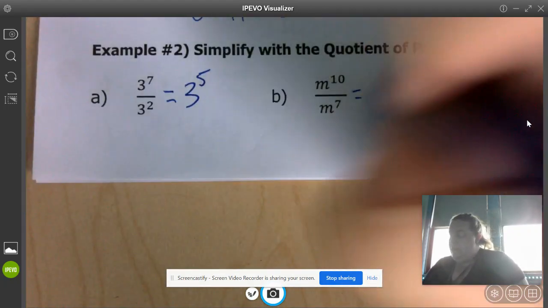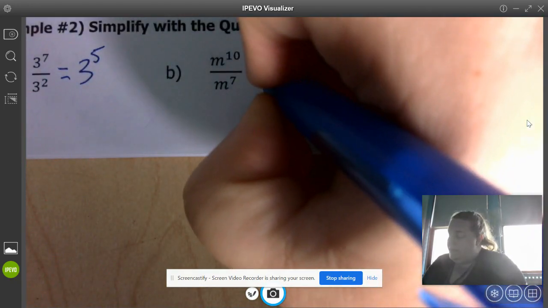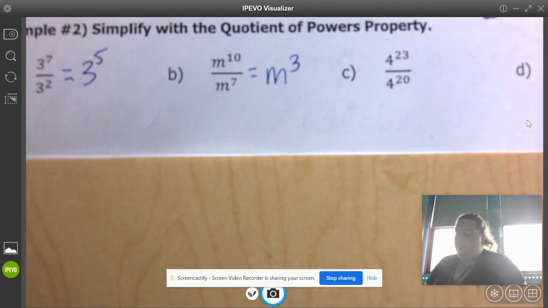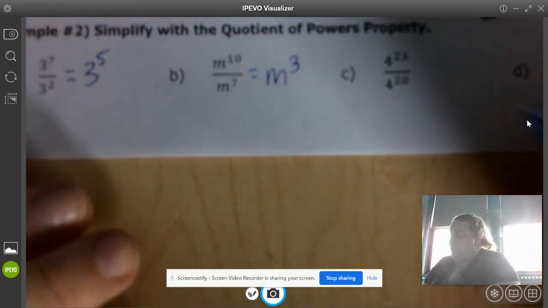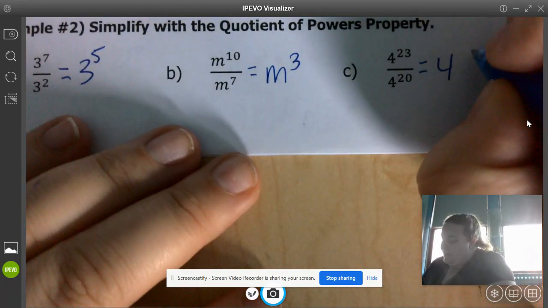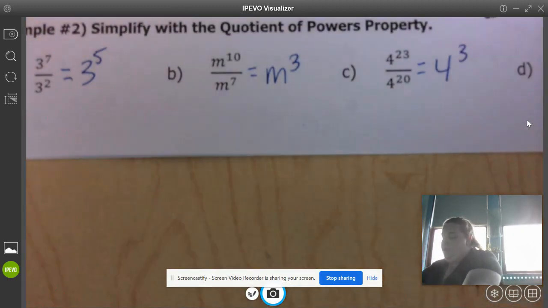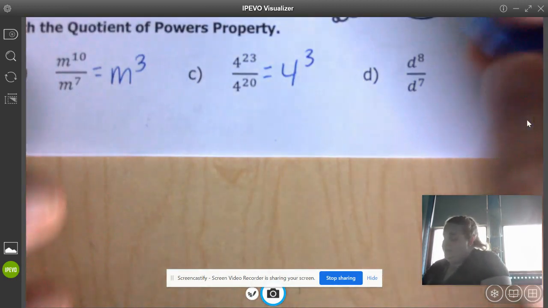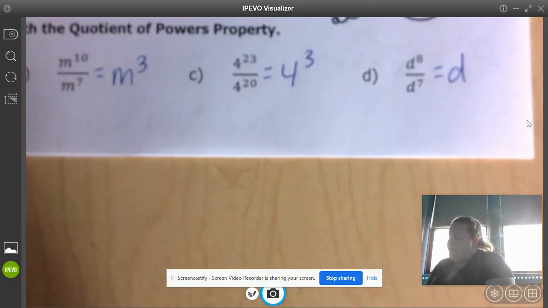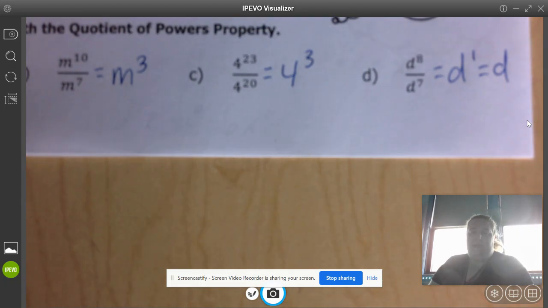Okay. In this next example, 10 minus 7 is 3, and the base is m. So that's m to the third. Okay. Once again, 4 is the base, so keep the 4, subtract your exponent. So 23 minus 20 is 3. And last but not least, d is our like base. 8 minus 7 is 1, or you can just write it as d.